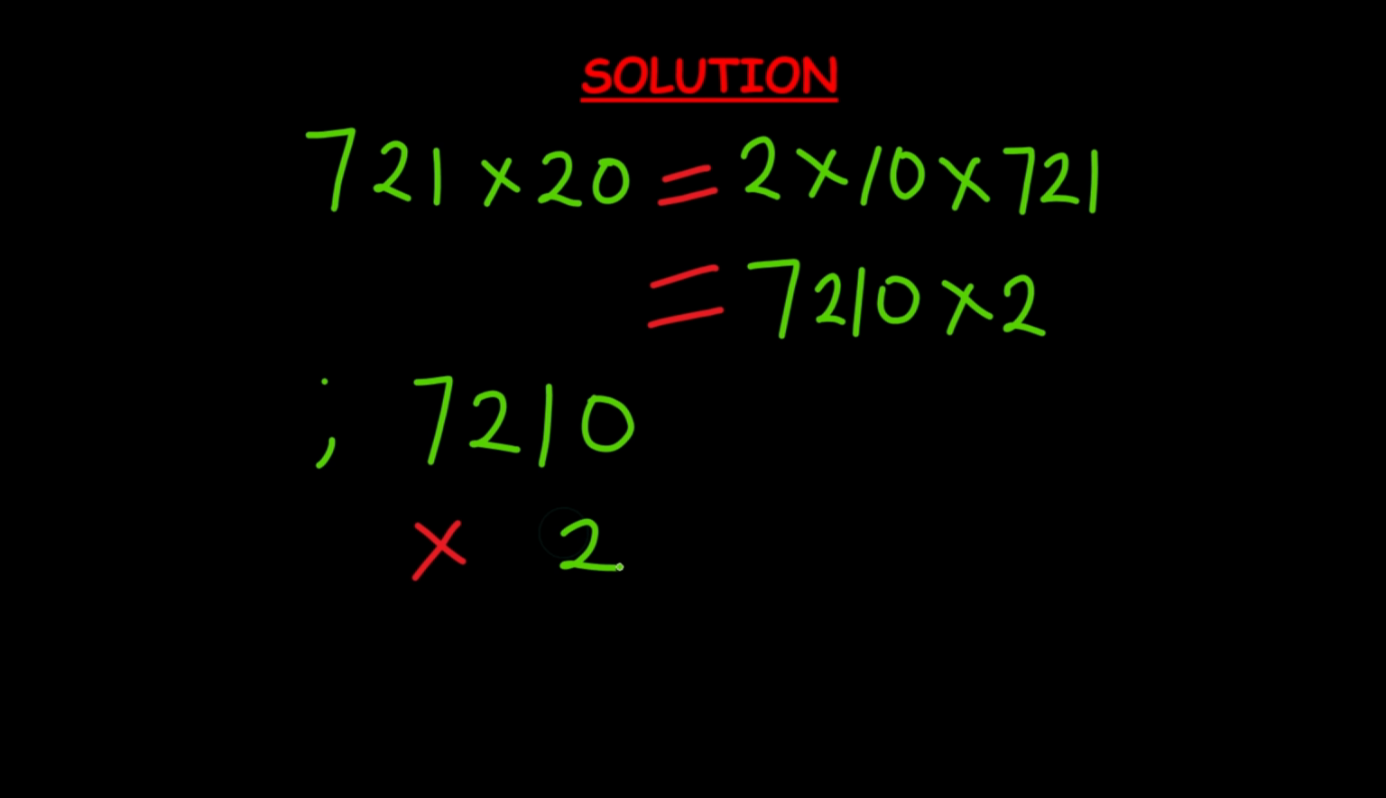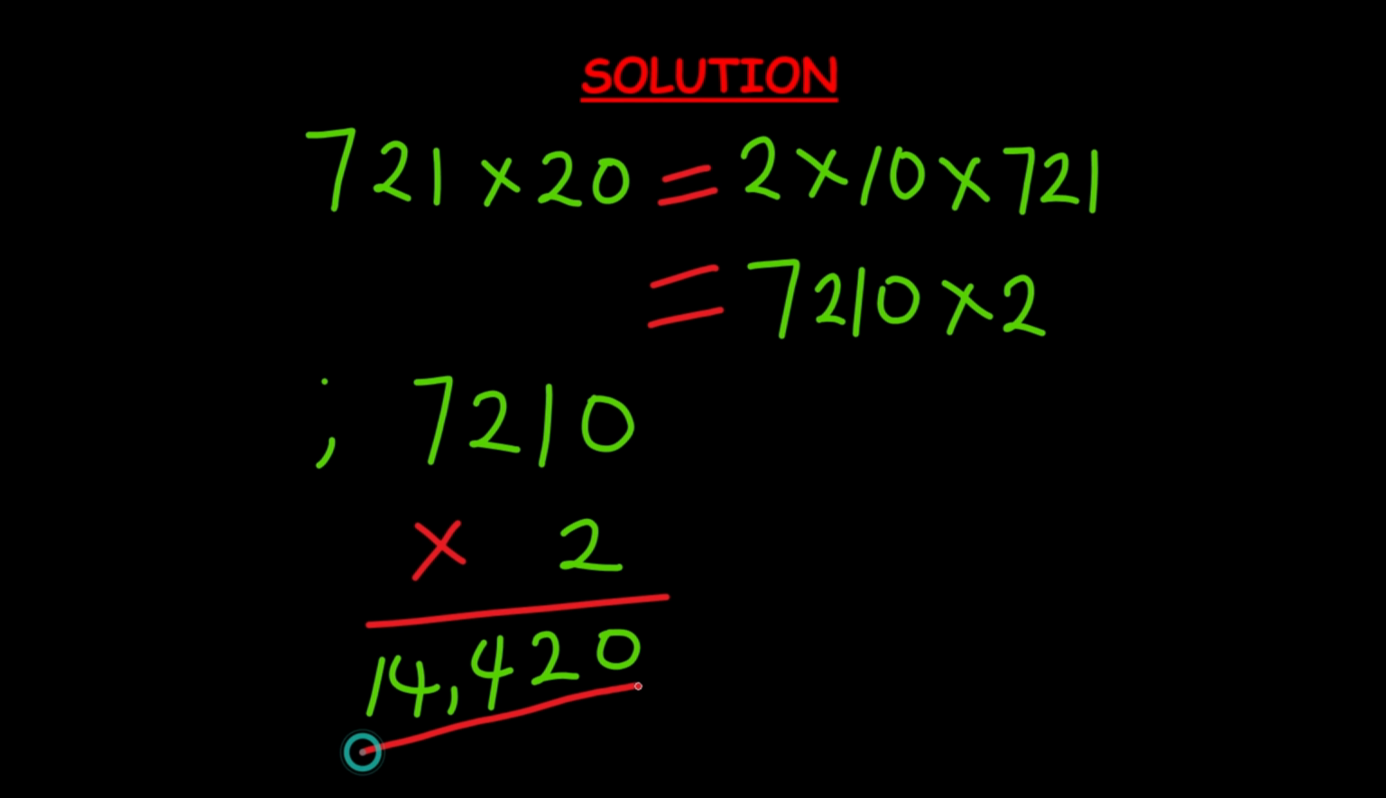7,210 times 2. Calculating, we have 2 times 0 gives 0. 2 times 1 gives 2. 2 times 2 gives 4. 2 times 7 gives 14. So, 721 times 20 is equal to 14,420.